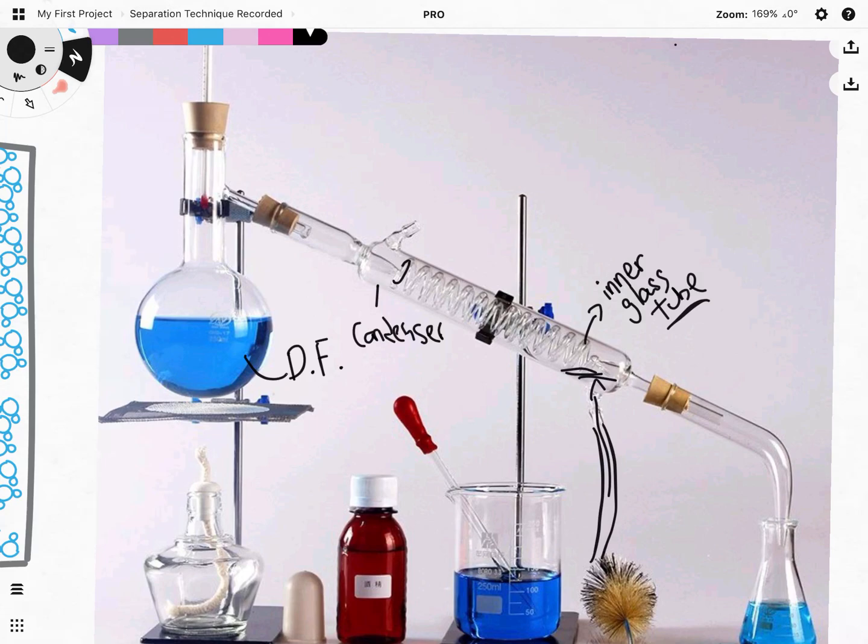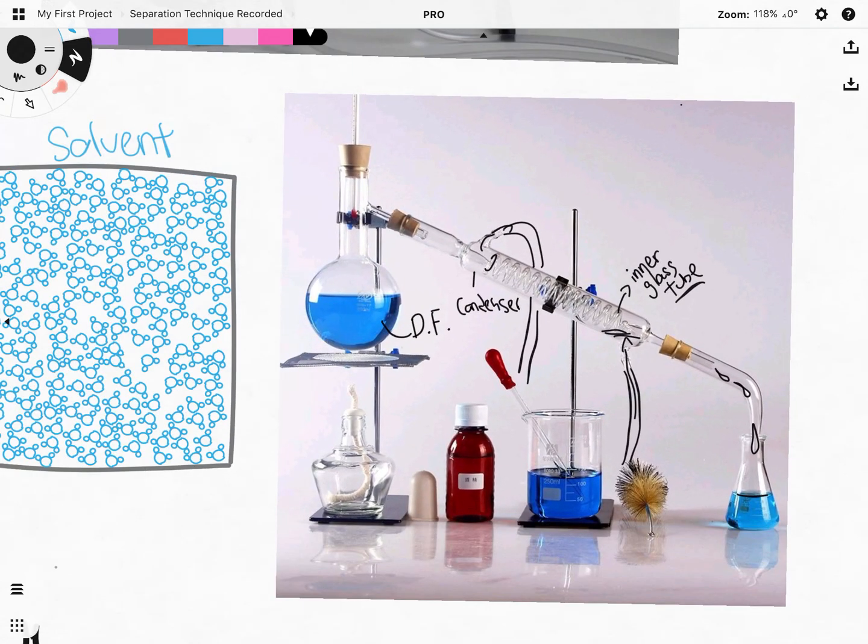It'll fill up the outer space of the condenser, and then cool down this inner glass tube on the inside, and then warm water will come out from the top. I need another rubber tube running out. Lead it somewhere else, right? And whatever condenses will come out through here, and then go and collect inside here. This is my pure solvent.